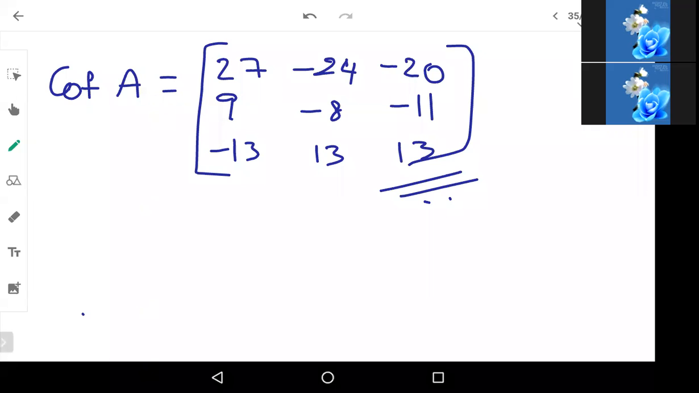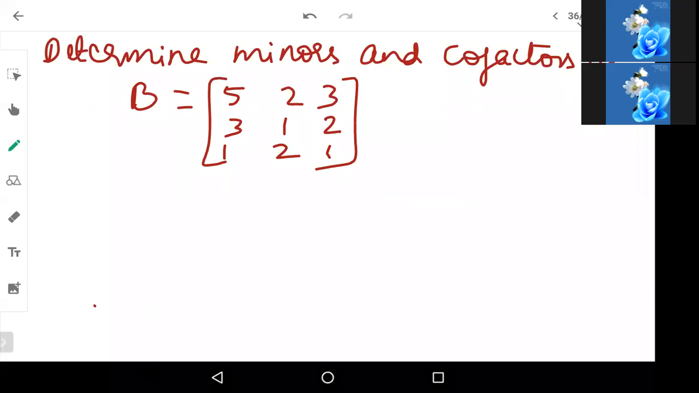So we have finished the cofactor of A. Now let us go to the next problem. Here we are supposed to determine the minors as well as cofactors. And this is again a 3 into 3 matrix. I am giving this as a practice question. I want you people to solve this and send it to me before evening.